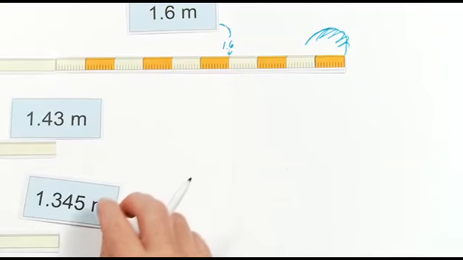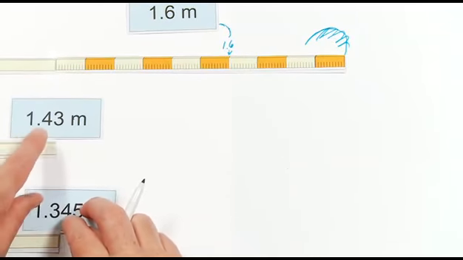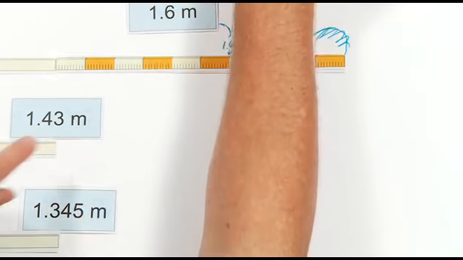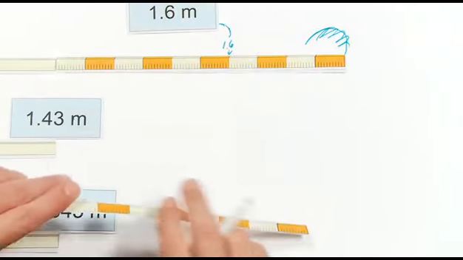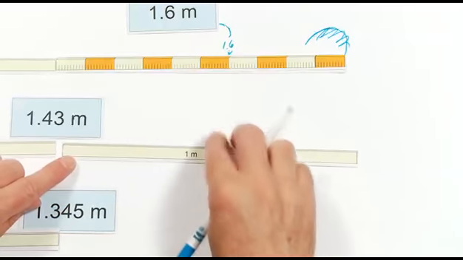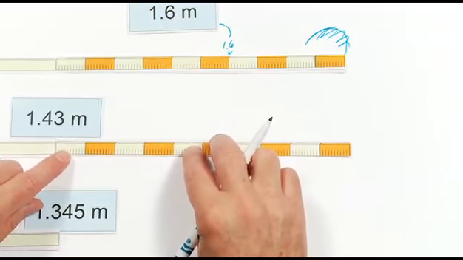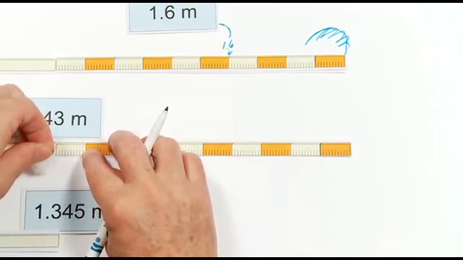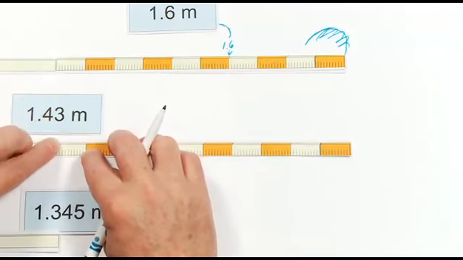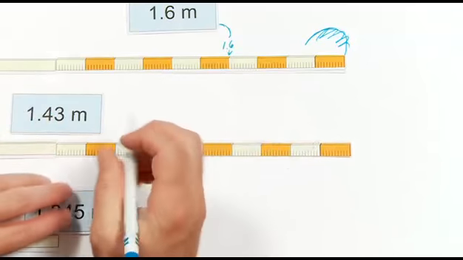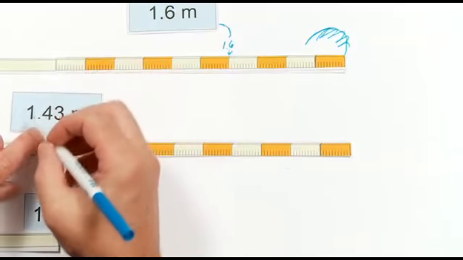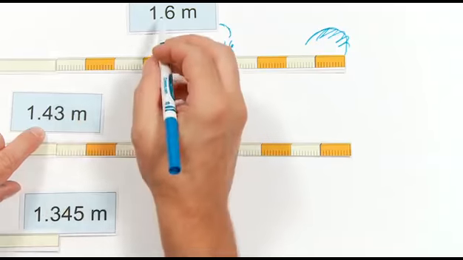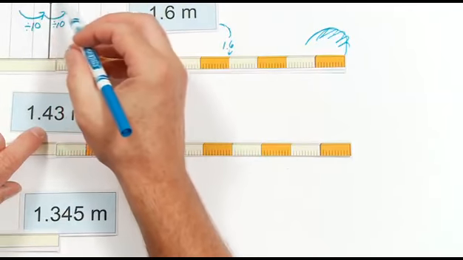Now, let's think about our next one. 1.43. We've already seen it's 1 meter. How much more? Well, just like before, we're going to have to take our meter stick and subdivide it. And I'm going to tape it here so it doesn't slip around, so my measurement's still accurate. I look at this, 1, and I see 4/10. I know that same way I did up here, right? 1 and 4/10.